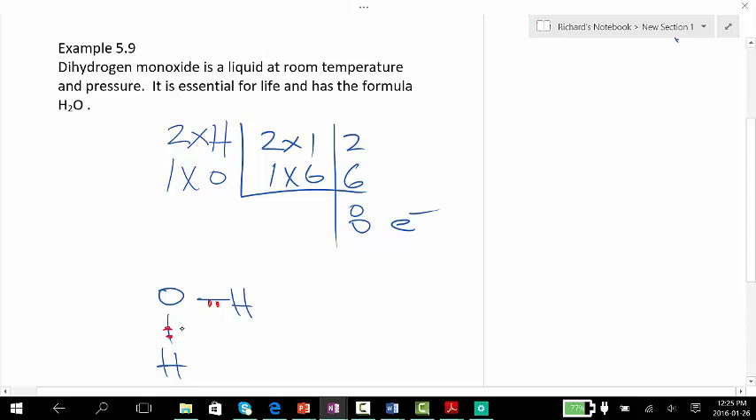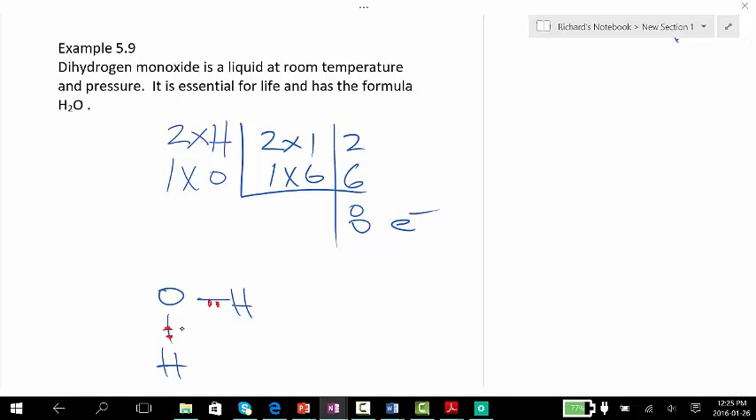Now hydrogen does not obey the octet rule. Hydrogen is very happy with just 2 electrons. Call it the duet rule, if you like. The reason is hydrogen's single electron is in the first energy level, and that energy level is complete. There are 2 electrons in it.